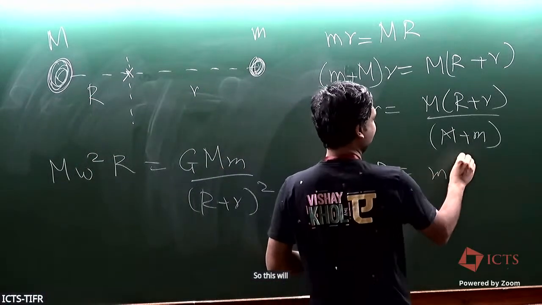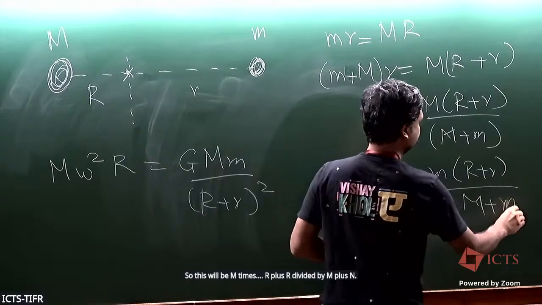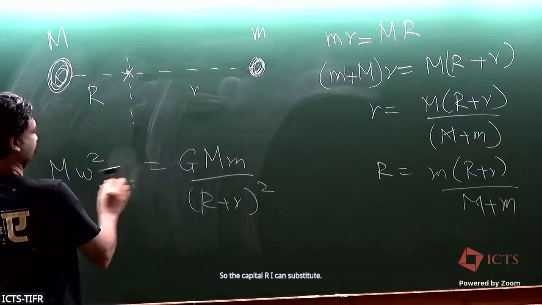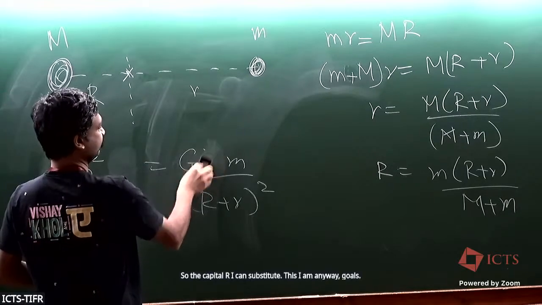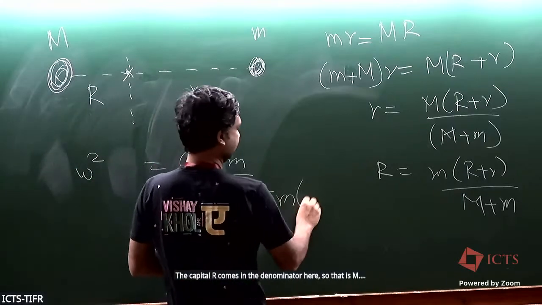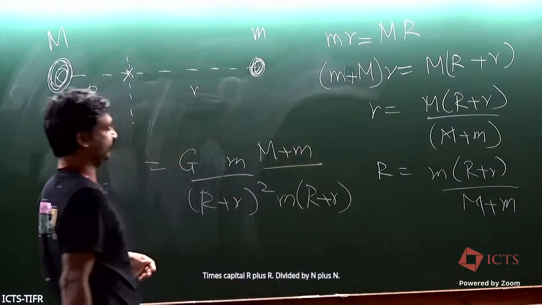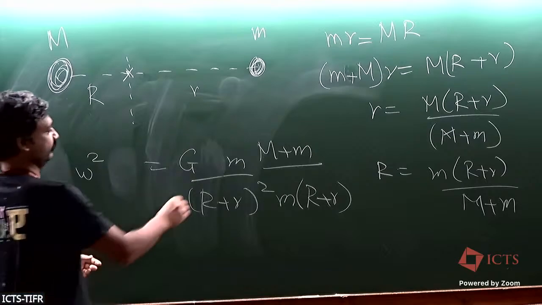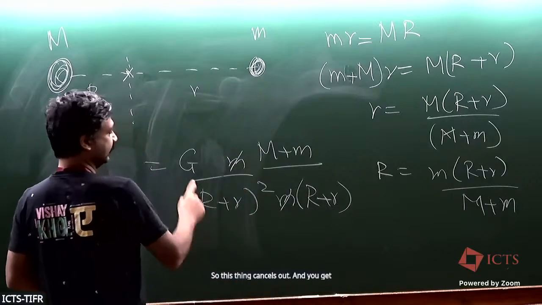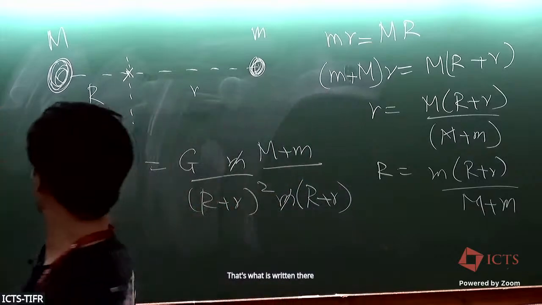So this will be m times r plus r divided by m plus n. So the capital R I can substitute. This m anyway goes. The capital R comes in the denominator here. So that is m times capital R plus R divided by m plus n. So this thing cancels out, and you get G times M plus m divided by R plus r, the whole cube. That's what is written there for omega square.